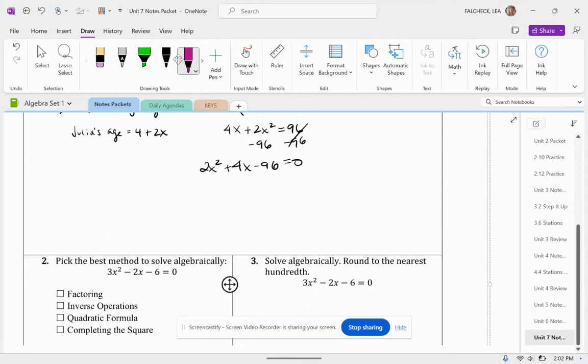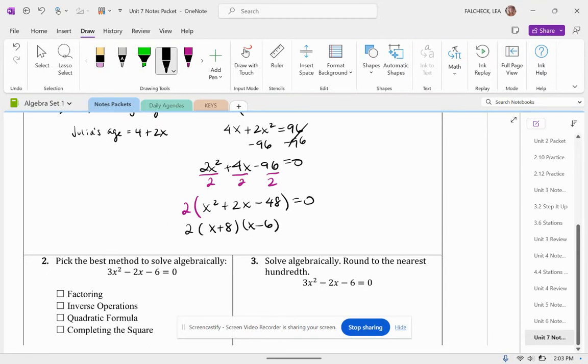So I'm going to pull out a 2 from every term, and that 2 is going to go outside the parentheses. And then I have 2x squared divided by 2 is x squared. 4x divided by 2 is 2x. Negative 96 divided by 2 is going to be negative 48. And then now I'm going to factor, and I'm going to set each thing equal to 0 to get my solutions.